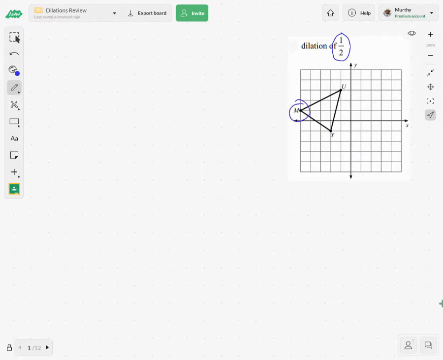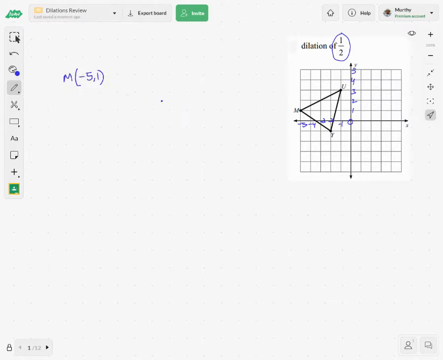So point M, let me number this as 0, -1, -2, -3, -4, -5. This is 1, 2, 3, 4, 5. If you take point M, on the x-axis, you can see that it is at -5. On the y-axis, I see that it is at 1. So point M is (-5, 1).